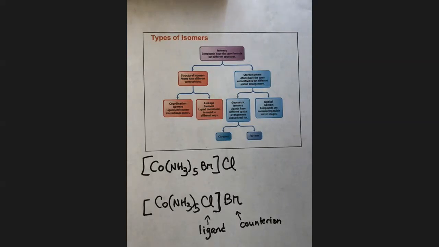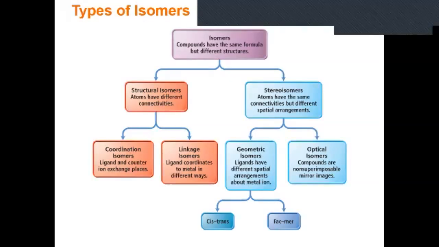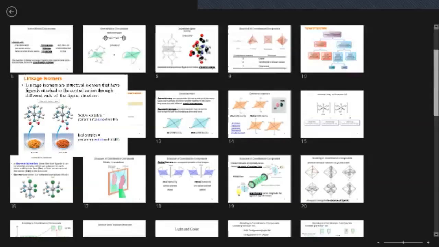Now let me show you another type of structural isomer. We call them linkage isomers. And these are very interesting. And for that, I'm going to go to the next slide here.